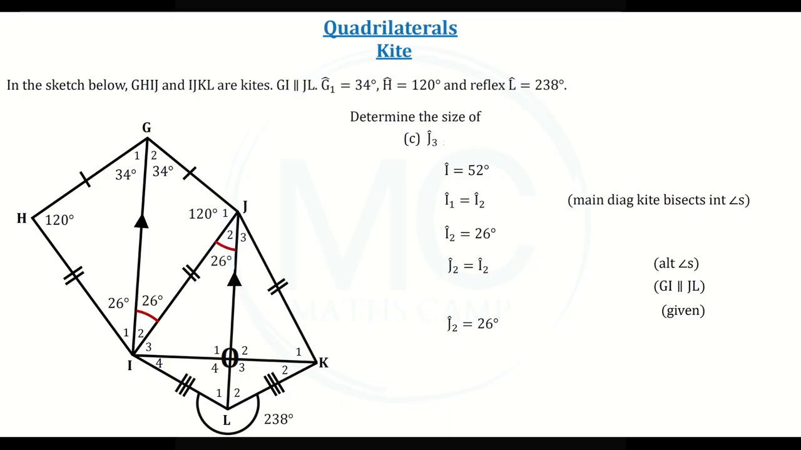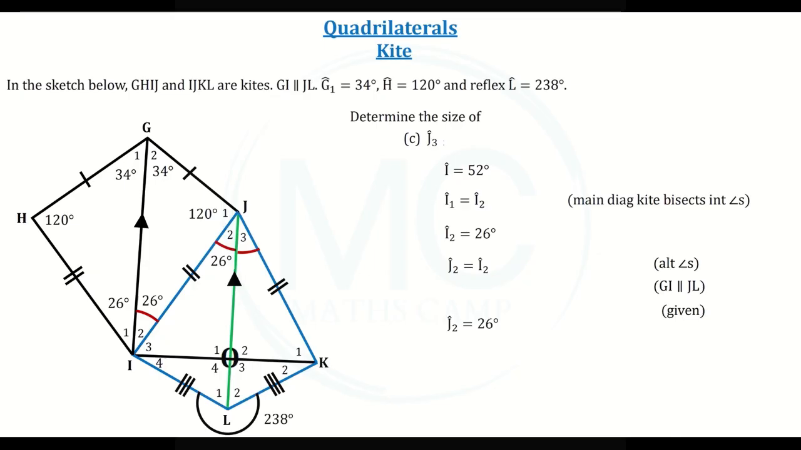We're almost done. We need to find the size of angle J3. So once again, let's make it red. Angle J3 sits in kite IJKL. So let's make the kite blue again. Again, we can make the diagonal JL green.